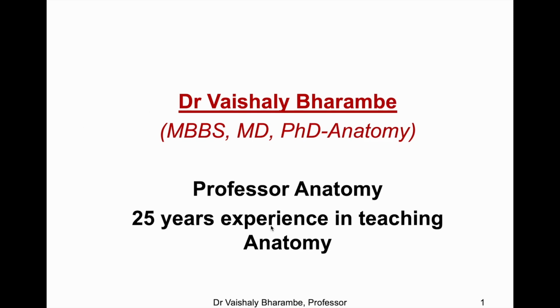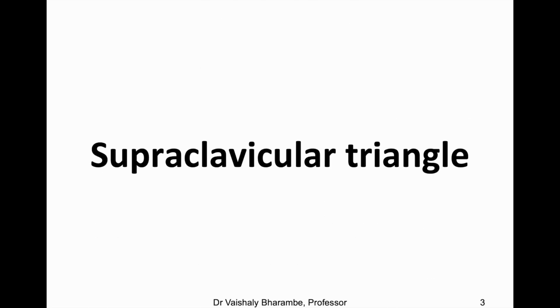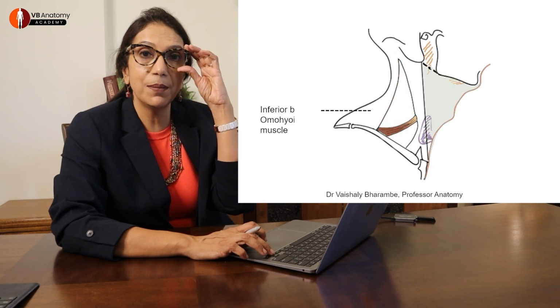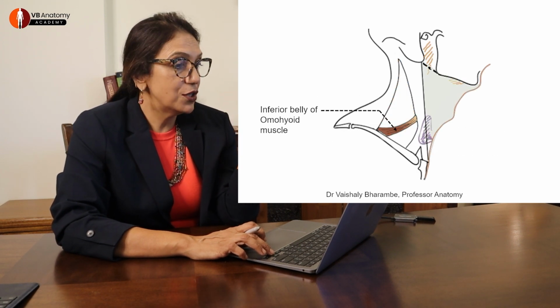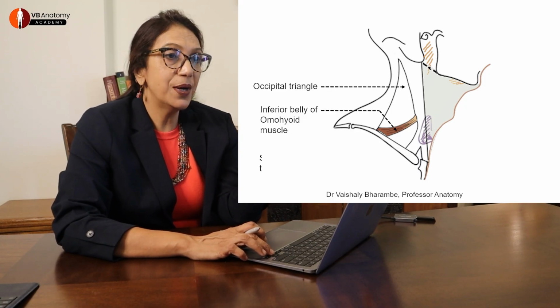Vaishali Bharambe, Professor of Anatomy. This is the posterior triangle, bound anteriorly by the sternocleidomastoid, posteriorly by the anterior border of trapezius and inferiorly by the middle one-third of clavicle. Today we are discussing a small part of this triangle called the supraclavicular triangle. You can see that there is a muscle which is dividing this triangle. This muscle is called the inferior belly of omohyoid muscle, which divides the triangle into an upper occipital triangle and a lower supraclavicular triangle.